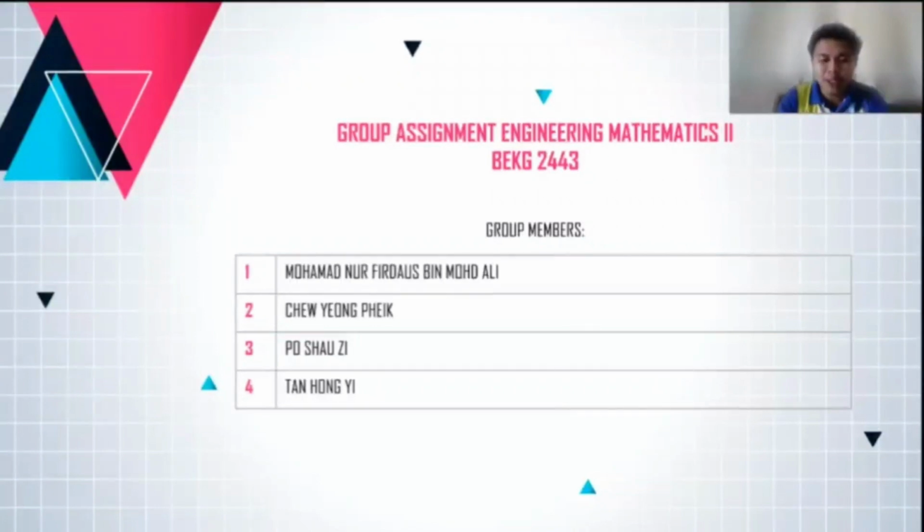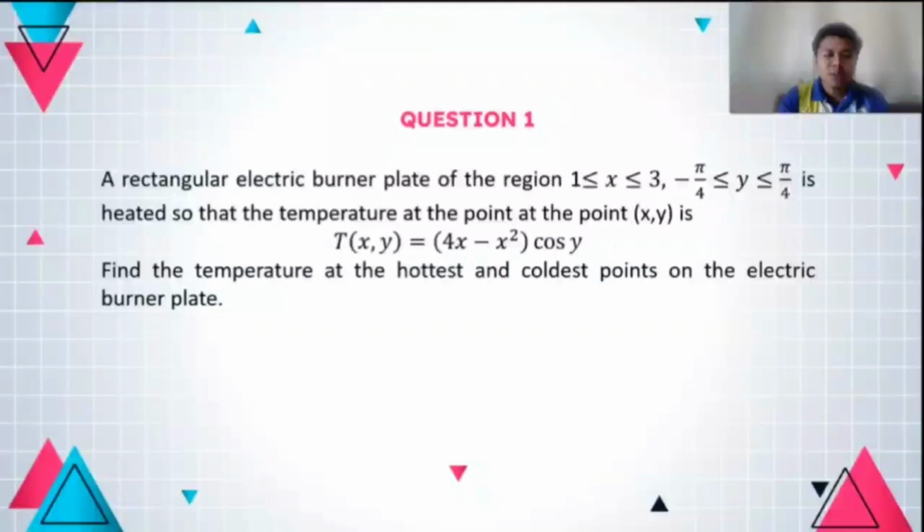This group assignment contains four questions, and I am going to share the solution of question 1. Question 1 is about local extrema application.